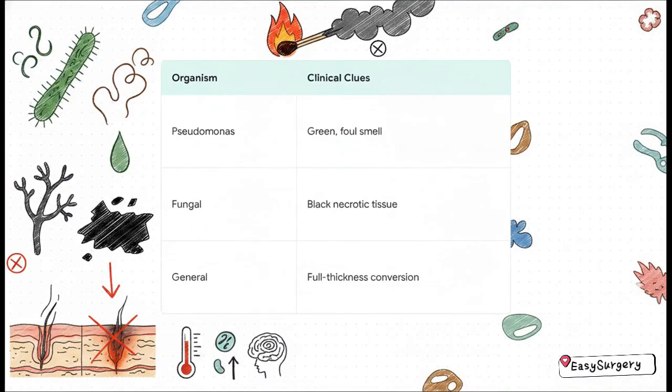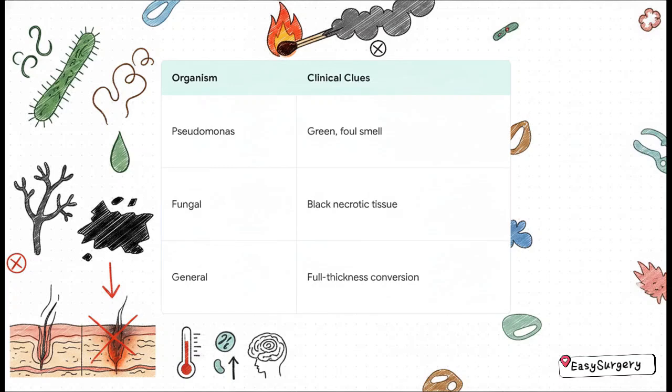Okay, like we talked about, after week 1, infection is the primary enemy. Pseudomonas aeruginosa is by far the most common bug we see. It absolutely loves moist burn wounds. Its classic clinical signature? A greenish exudate that has a really distinct, foul, almost fruity smell. Oh, and it's also the number one cause of graft failure, so watch out for that.